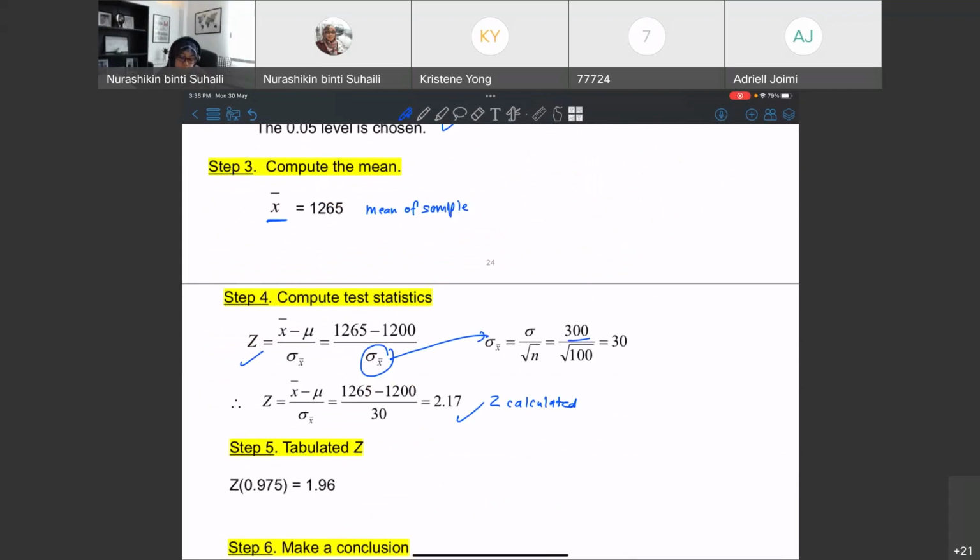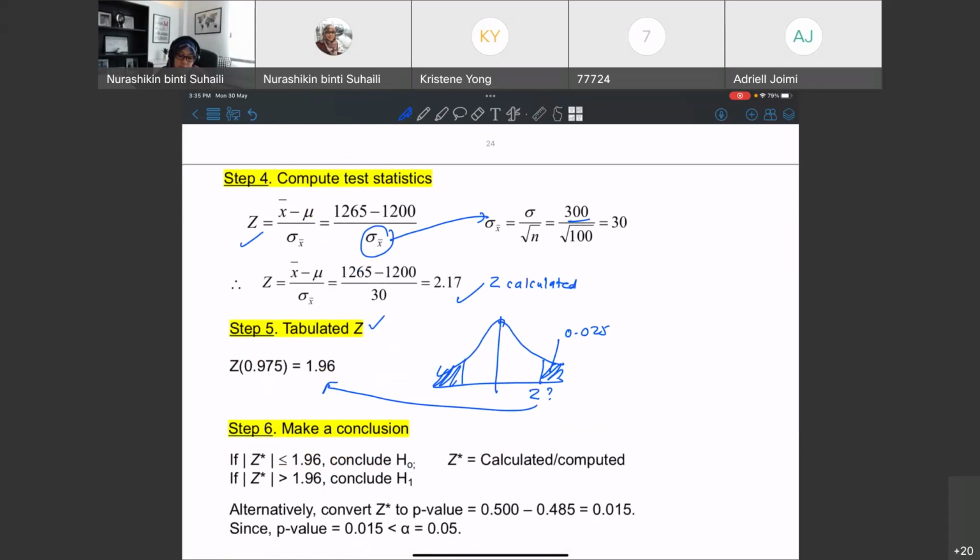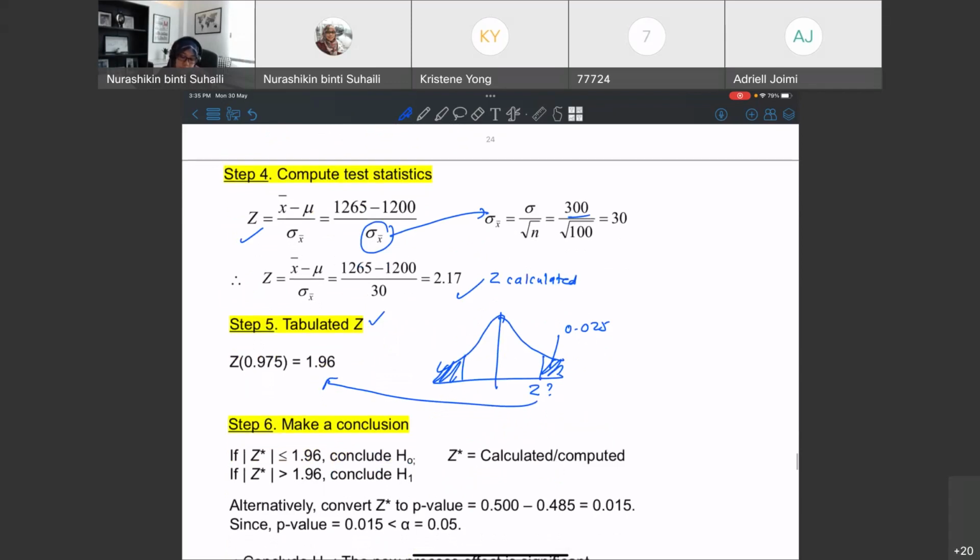Then find the tabulated Z. How do you find it? Since your alpha is 0.05 just now, here it is 0.025. We divide by 2, because you just need one side only in order to find the Z here. So this one is 1.96. How do you know that? You refer to the Z table. And when you compare the two values, 1.96 and 2.17, the calculated value is bigger, right?